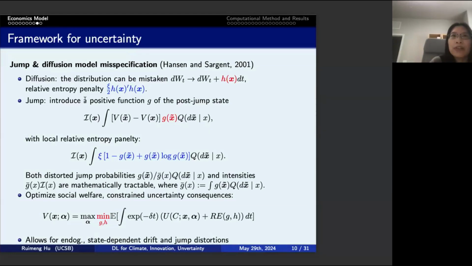Okay, we are following their framework for the jump and diffusion misspecification, and in this case, the original utility maximization problem will have an additional term, which is the relative entropy here that depends on G and H. And you can think about this as a two-player zero-sum game. One social planner is trying to optimize the social welfare, which is the exponential discount of the utility of your consumption. The other one is trying to minimize over G and H, and figure out this worst case scenario facing the uncertainty. So here, G and H are also chosen endogenously, to account for the drift and jump distortions.